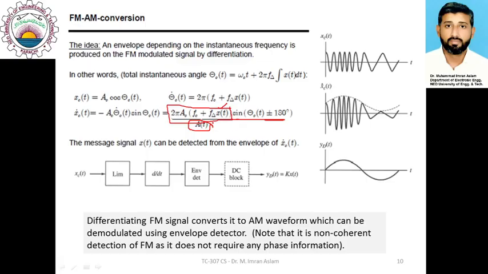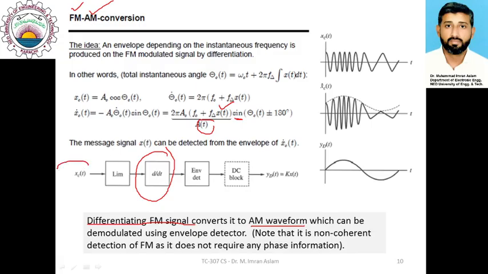In AM, the message signal appears in the envelope of the sinusoidal carrier. This is the same form where you have a sinusoidal function and an envelope which is dependent on x(t). So you can simply see that if we differentiate an FM signal, it converts it to the AM waveform. In order to convert an FM signal to AM, we need to perform a differentiation operation, which can be obtained by a variety of different circuits.